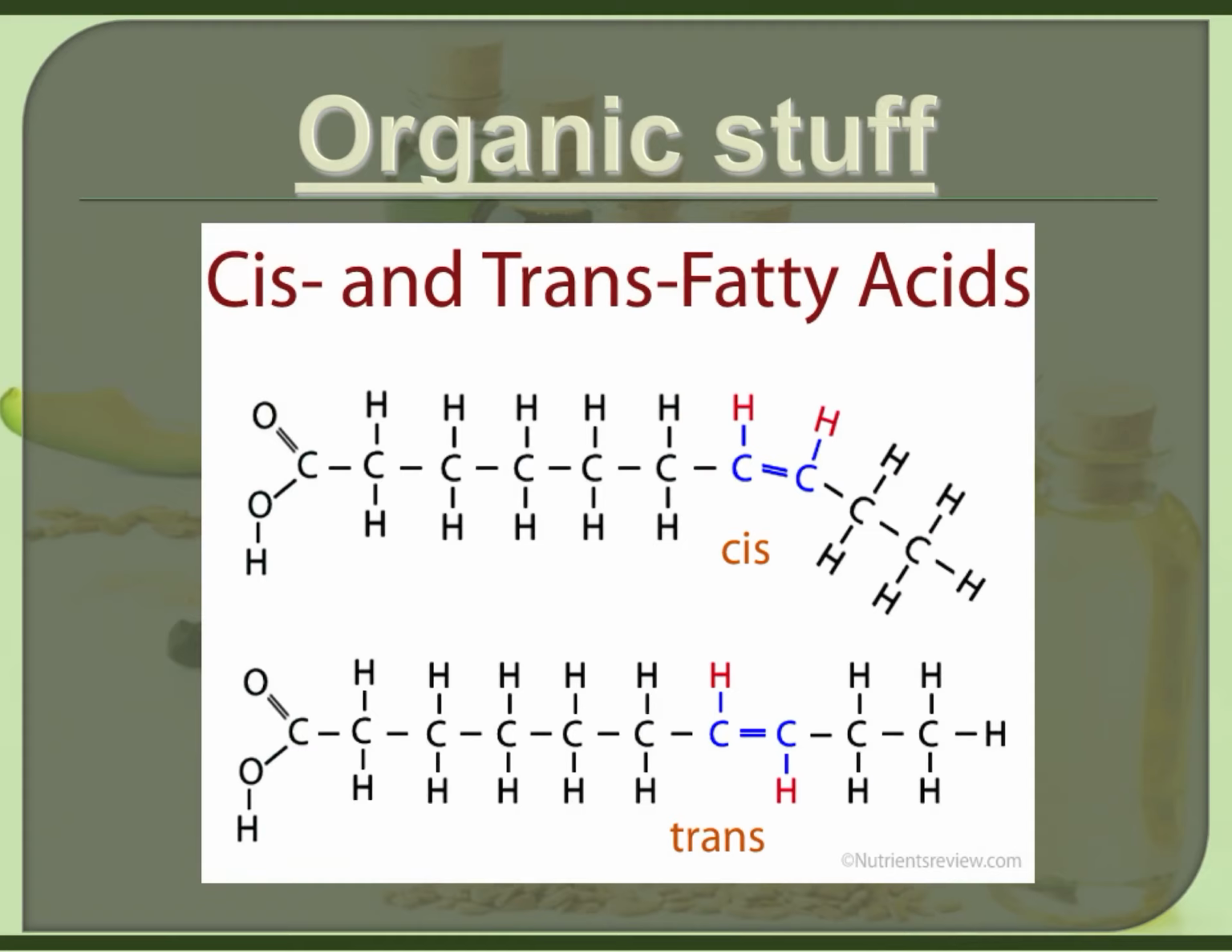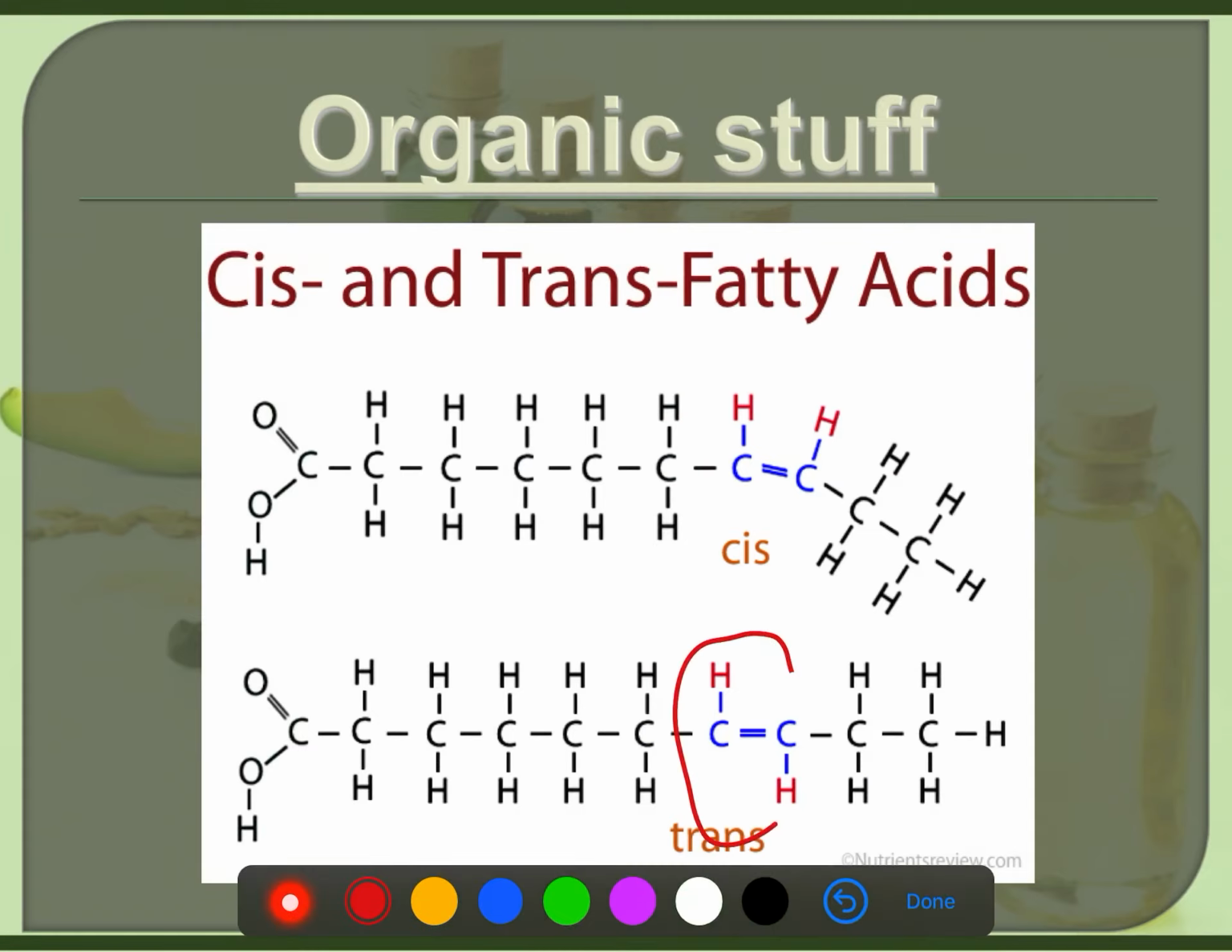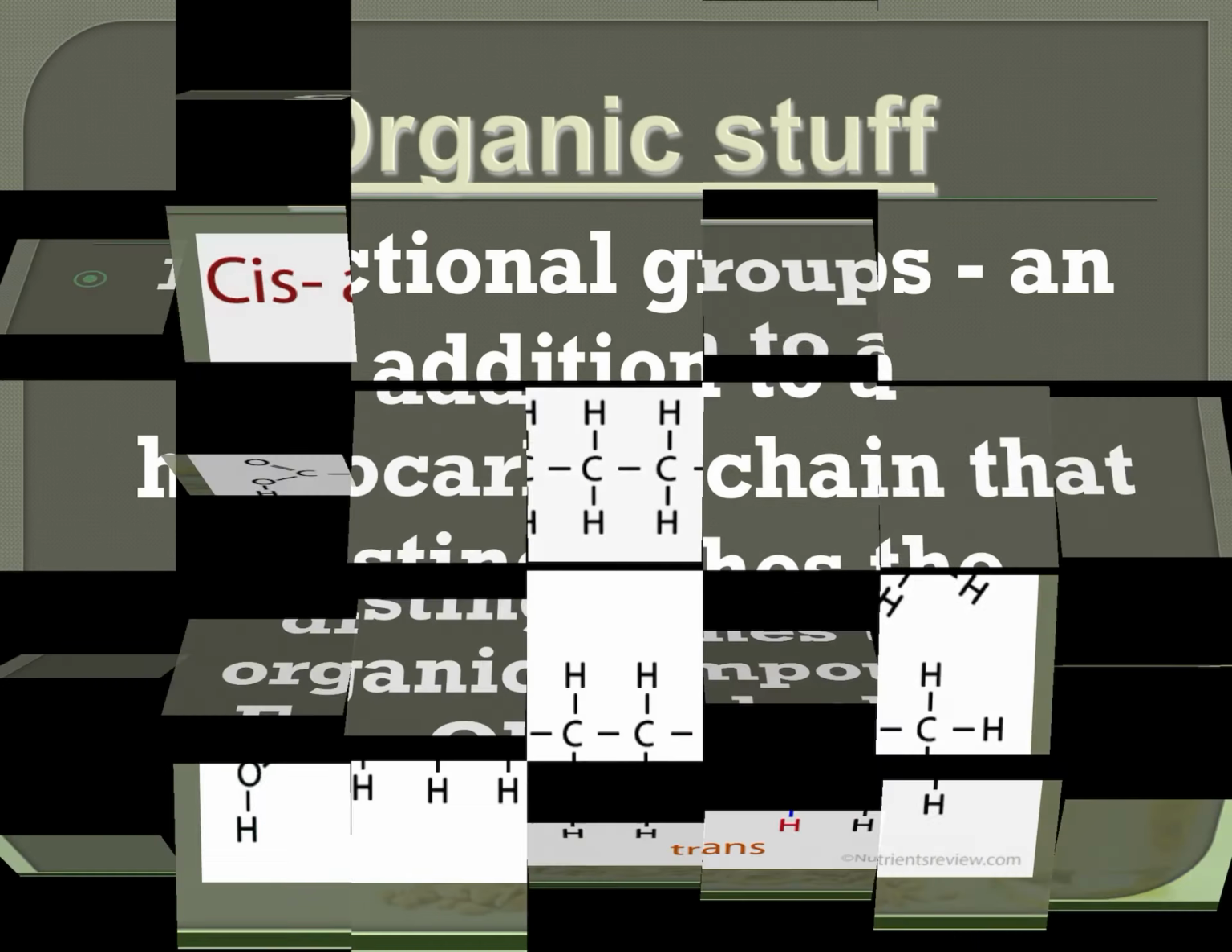So trans fats, again, at the double bond, we have these hydrogens spread out equally. That makes them more stable and more difficult to break down. Whereas with a cis fat, they tend to kink towards other strands, and that makes them easier to break down.